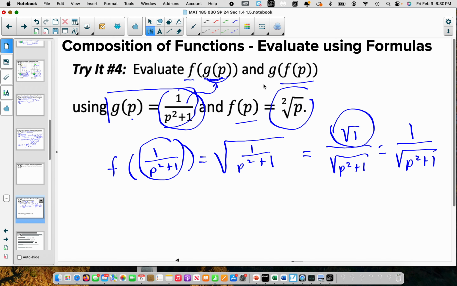Okay, if you do this other one, we don't always get back the same result if we do the opposite. So this one has f of p as my inside function, g of f of p. We don't always get the same thing if we go forward and back.